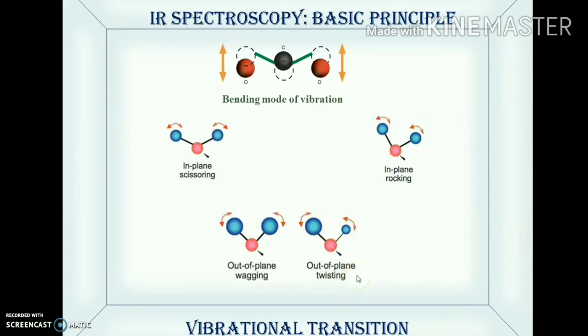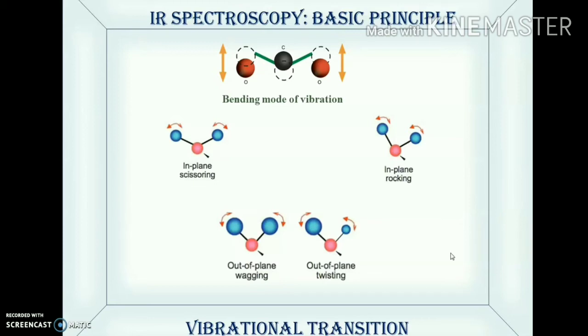And such type of motion is called the out of plane twisting mode of vibration. So the vibrational transition has taken place, right? Let's try to imagine that the molecule possesses these types of vibration. Now such a molecule is subjected to IR radiation. What will happen? The molecule will absorb the radiation, meaning it will absorb the energy of the radiation.